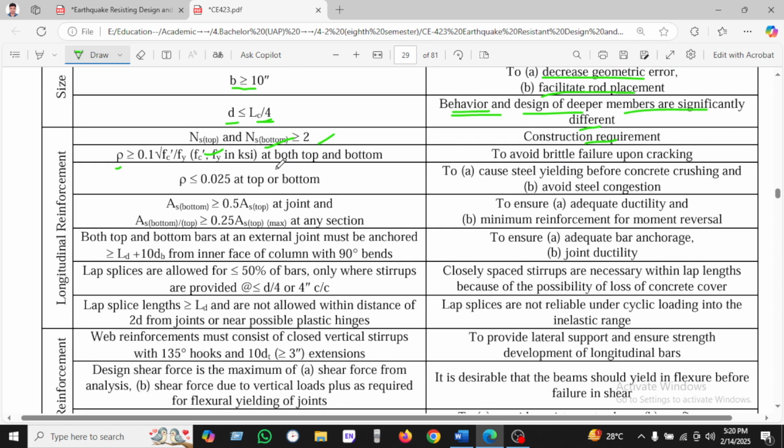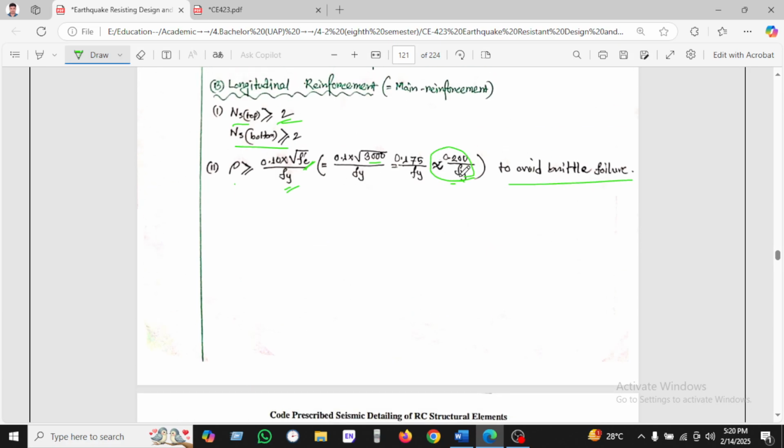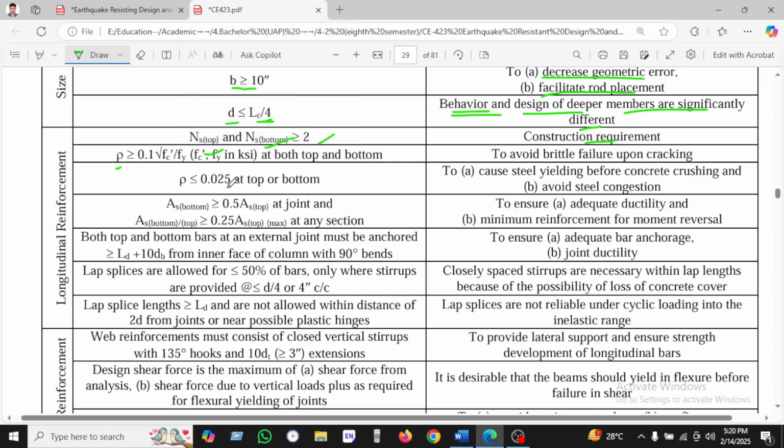So rho will be 0.002, so it will be 0.2 percent at both top and bottom to avoid brittle failure on cracking. Less than 0.02 at top and bottom causes yielding before the concrete crushing and avoids congestion. At first we have been seeing top and bottom we use rho greater than 0.002. We use rho less than 0.02 at top and bottom to avoid the steel congestion.